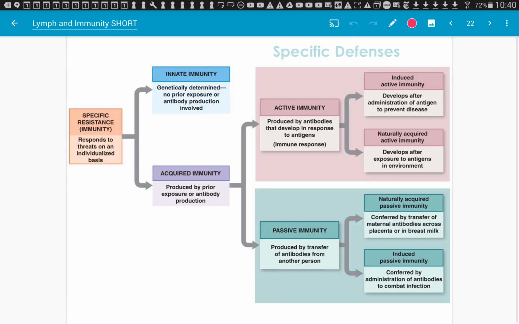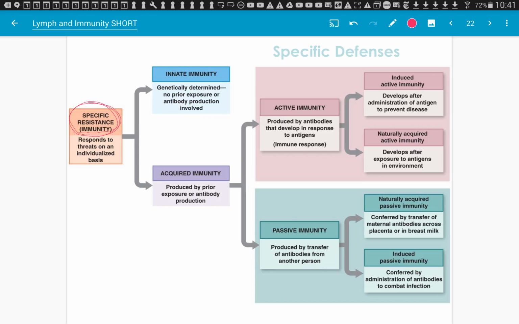Okay, we're going to make it. So this is a really great breakdown of specific defenses and the different types of immunity you can acquire. I would like you to spend some time with this. Okay, so I will very briefly walk you through it, but you will need to spend some more time on it. And notice we're only talking about specific immunity.